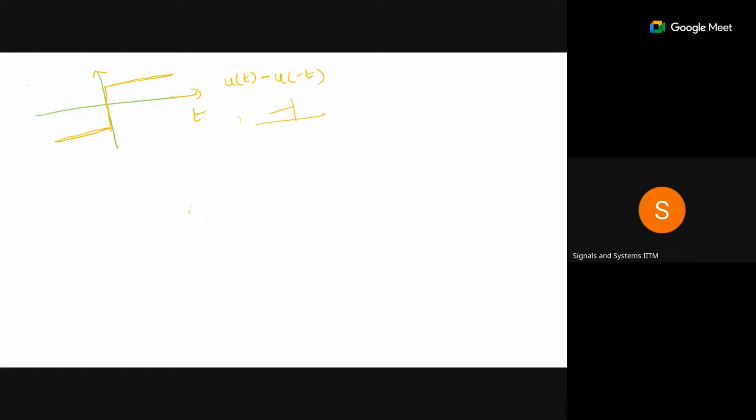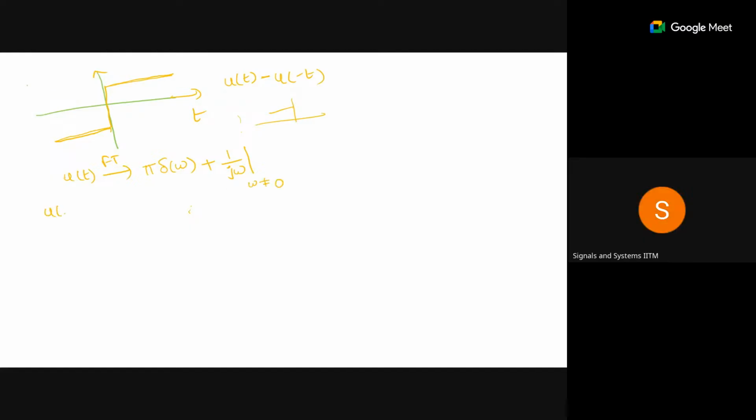Signum function looks like... so for u of t, the Fourier transform is, can anyone tell? Like we have discussed in the last slide. Pi delta omega plus 1 by j omega, when omega is not equal to 0.